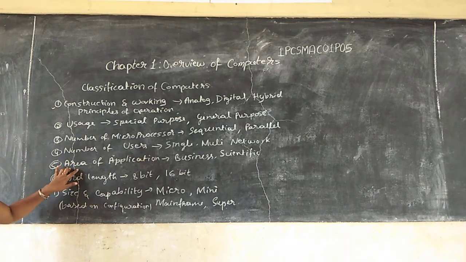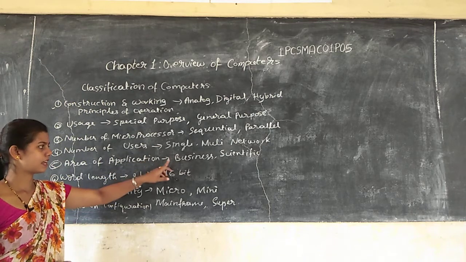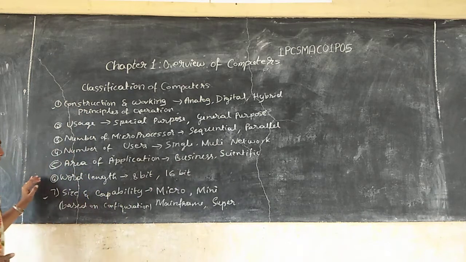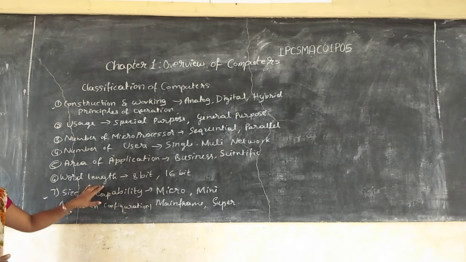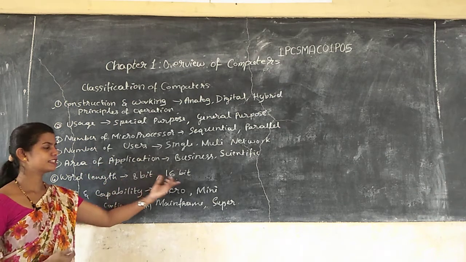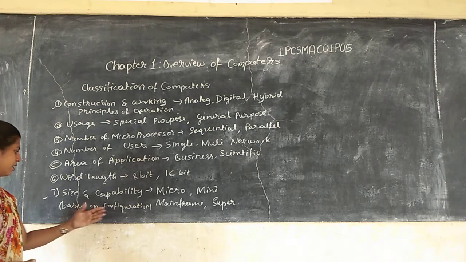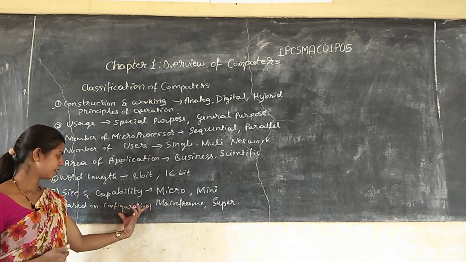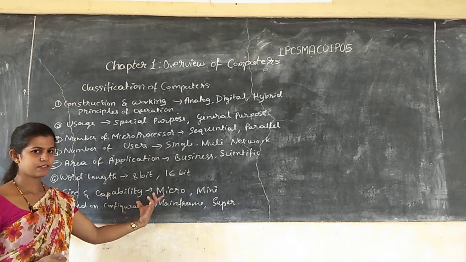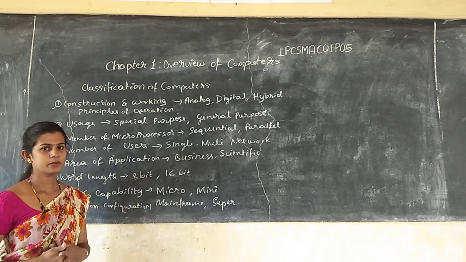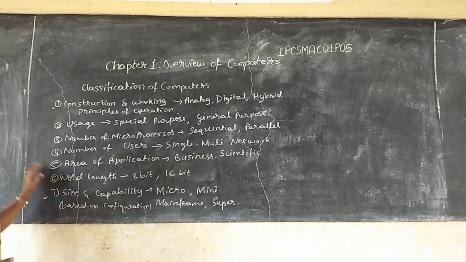Then depending on the area of application, computer is classified into business and scientific computers. And depending on the word length, computer is classified into 8-bit and 16-bit computer. And the last one is depending on the size and capability, or based on a class configuration, computer is classified into microcomputer, mini computer, mainframe computer and super computer. So, these are the classification of computers.